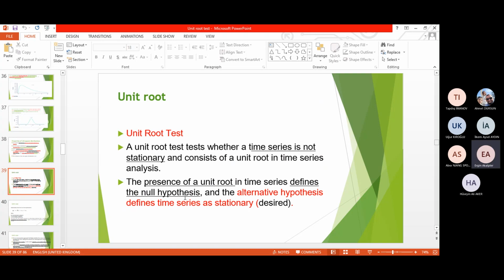Anyway, the unit root test checks whether a time series is not stationary and consists of a unit root. The analysis is going to be subjected to this. The presence of the unit root defines the null hypothesis, and the alternative hypothesis defines the time series as stationary, that we always prefer, isn't it? If the null hypothesis is rejected and the alternative accepted, then this is good for you. Then your parameters become stationary, and then you can go further.